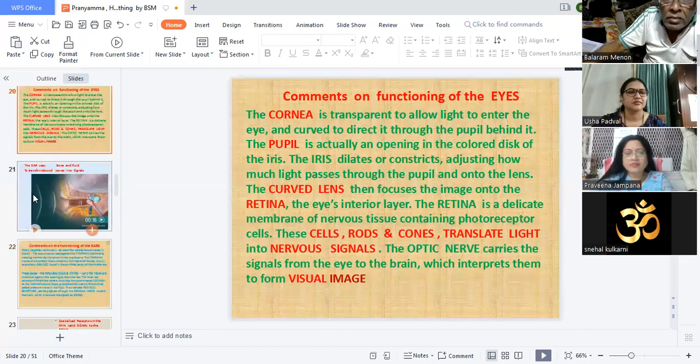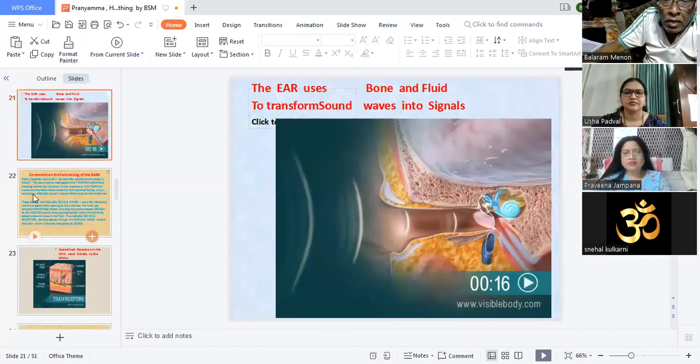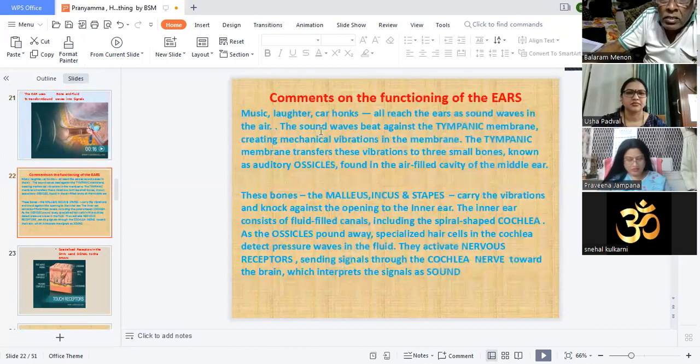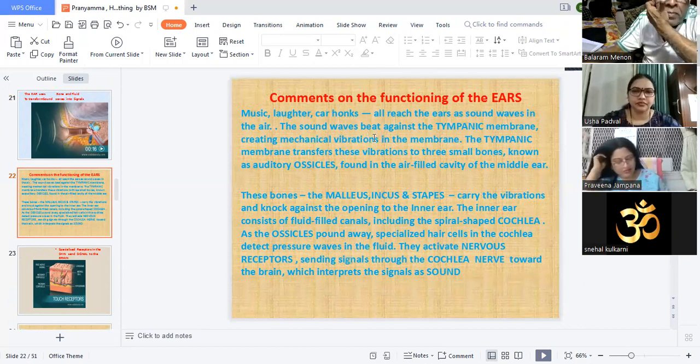Next comes the ear. The ear uses bone and fluid to transform sound waves into signals. Music, laughter, car honks all reach the ears as sound waves in the air. The sound waves beat against the tympanic membrane, creating mechanical vibrations.